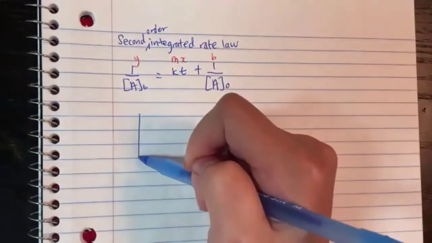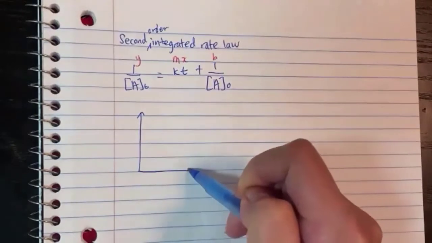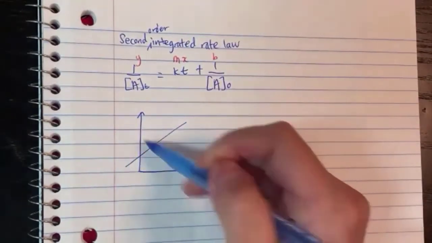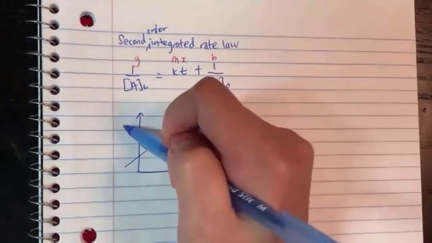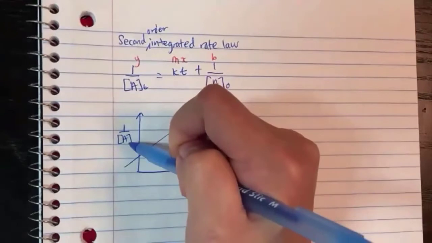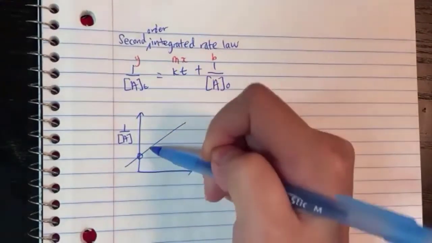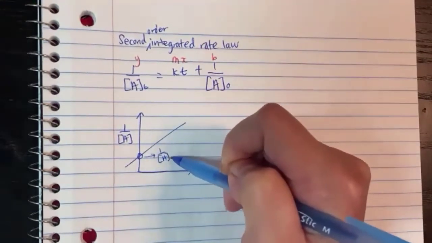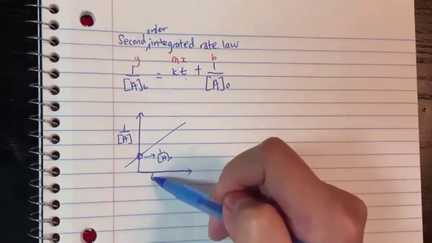So if you have a chart, a graph, it would be a positive slope, so we'll go this way instead of the other way. If you go the other way, it's negative slope. Okay, so 1 over a is your y-axis, and this here is my intercept, 1 over a at time 0. And of course my x-axis again is a form of time.